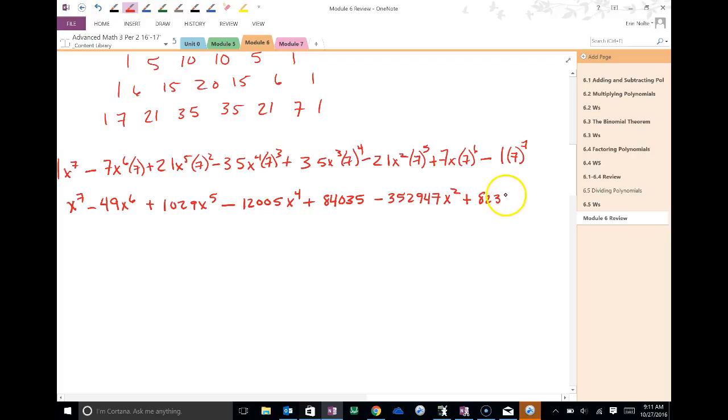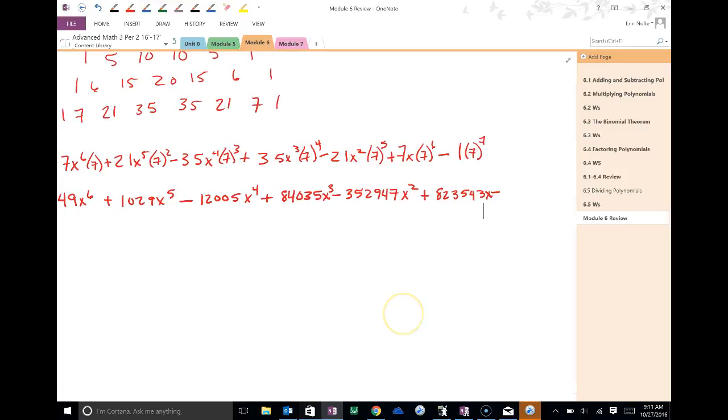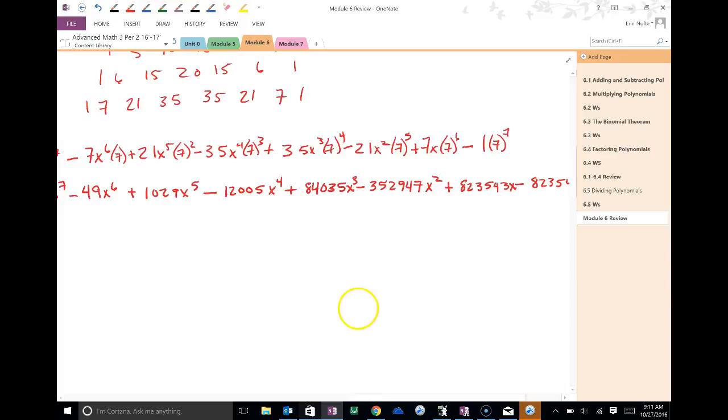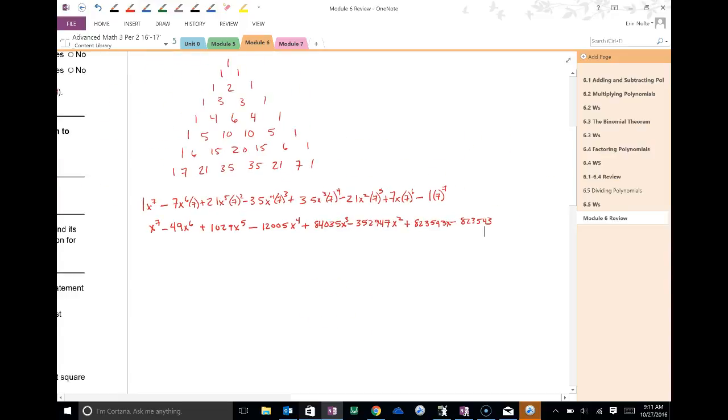Wait, should the 823,543 have an exponent? Oh, an x? Yeah, good catch. Thank you. So that means this one needs an x too. I almost forgot that one. And my last one is 7 to the 7th power. Same thing as the last one. So there you go. Hope there's not one that big on your test because you might need more paper.